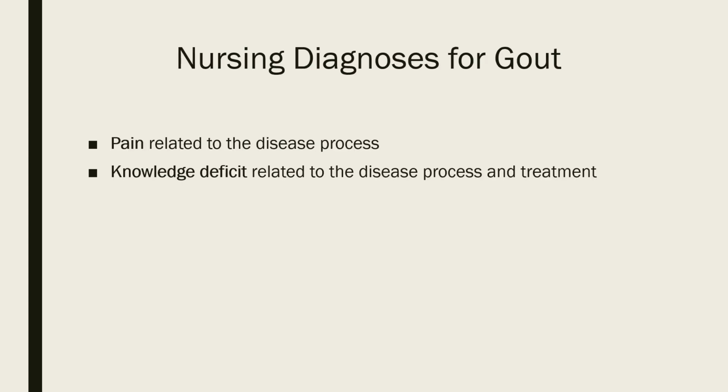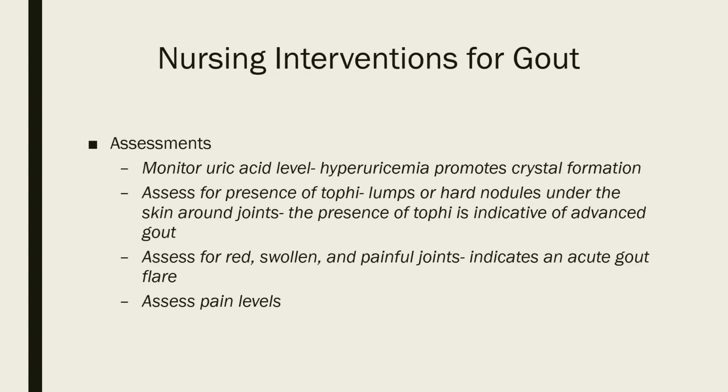So, some nursing diagnoses for gout: pain related to the disease process, and then knowledge deficit related to the disease process. And so, some nursing interventions for gout. We are going to assess, because we are nurses and that is what we do. We are going to monitor the uric acid level. Hyperuricemia will promote those crystal formations. We will assess for the presence of tophi.